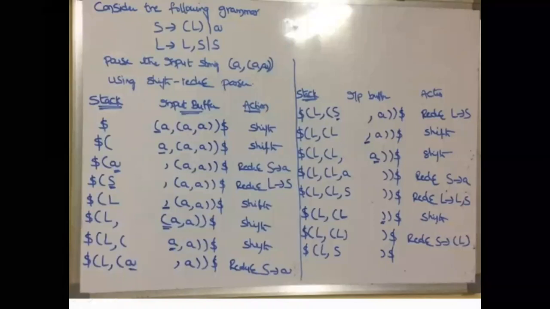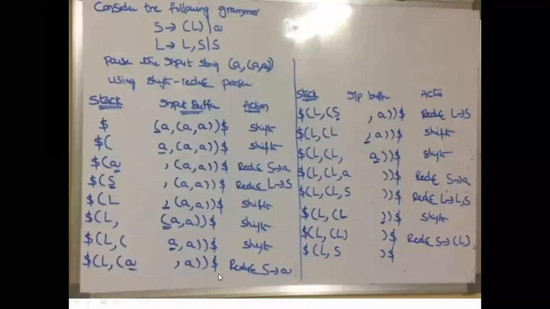Is there any production in the right hand side with terminal a? Yes or no? Yes. So small a is the terminal. So we are considering the right hand side with small a. Then we are replacing small a with the corresponding left side non-terminal. What is the left side non-terminal? Capital S. So here small a is replaced by capital S.